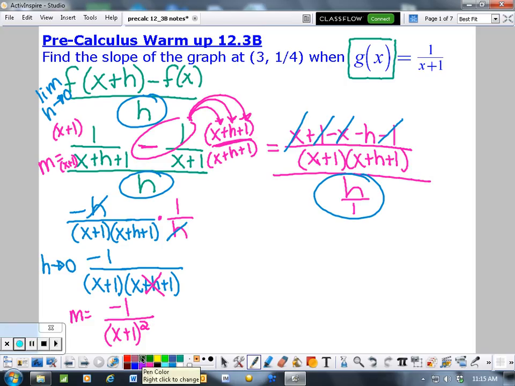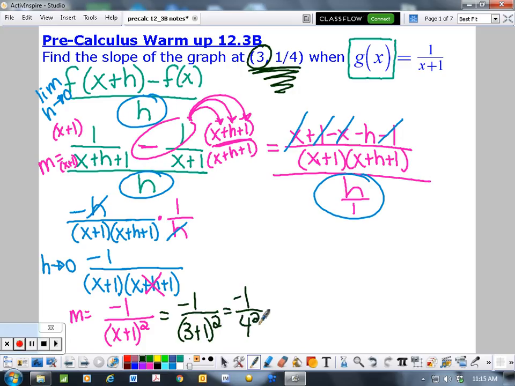Now we can calculate the slope of that tangent line at this point, which really means, because my formula only has an x, I'm plugging in this value 3 into that slope equation. So now it'll be negative 1 over 3 plus 1 squared. Negative 1 over 4 squared, which is negative 1/16. And that would be the slope of our tangent line.